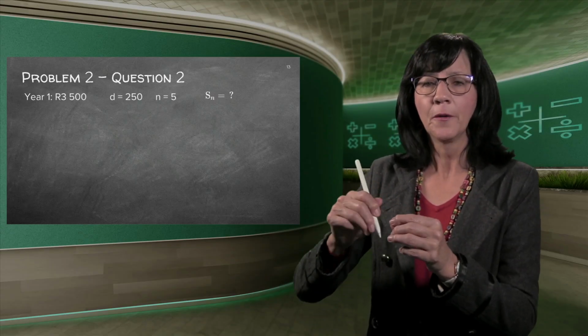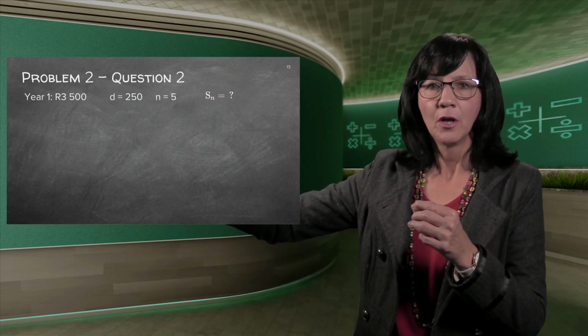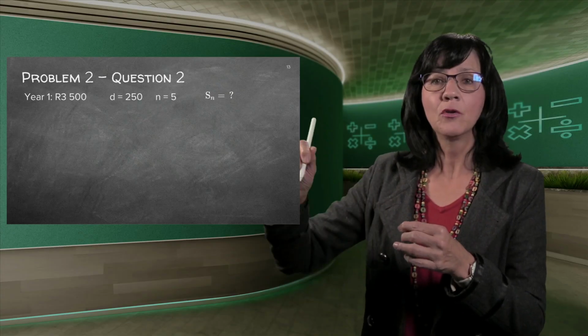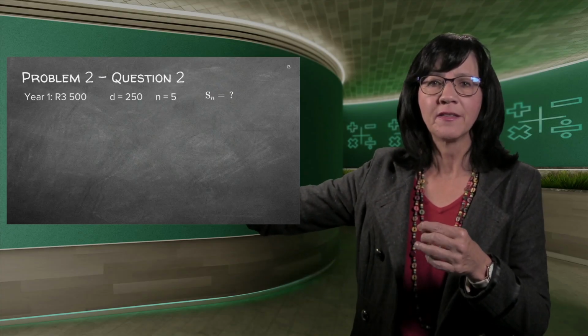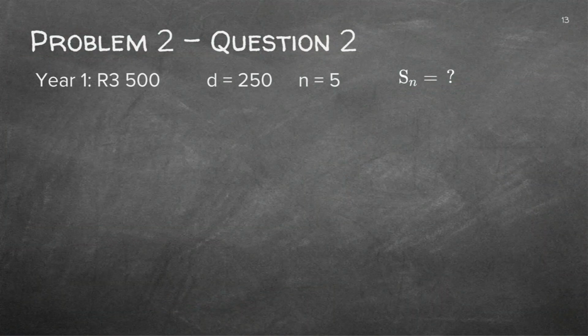Did they ask you in which year did he reach a certain amount, or did they ask you in total, how much did he reach at the end of 5 years? They said in total. So I know I'm going to use my S formula. My S formula, N over 2, 2A plus N minus 1 D.